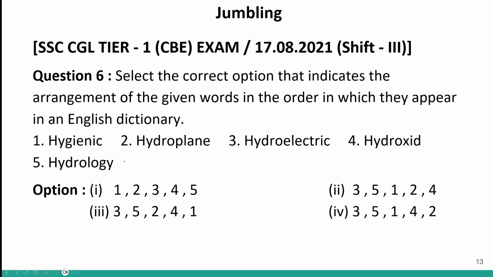Now, question number 6. Hygienic, hydroplane, hydroelectric, hydroxide, and hydrology. Now, I can see that HY is common in all these words. So let us move after HY, that is the third letter. Over here we have G. G is ranked at 7. Similarly, D is ranked at 4. So over here also we'll get 4, 4 and 4. So now we know that the last word will be hygienic.